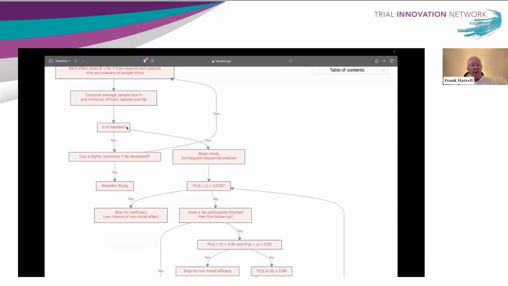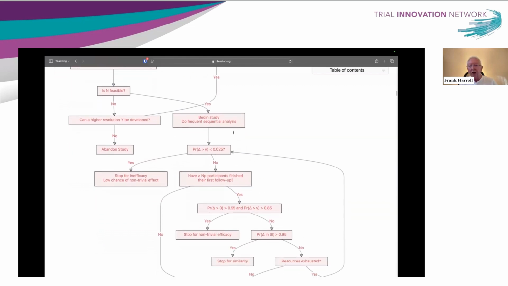Now, once the N is feasible, you can begin the study and do frequent sequential analysis. It doesn't matter whether you schedule these or not. And in the Bayesian world, there's absolutely no multiplicity adjustment for sequential testing. So you can do this after every patient if you wanted to. It depends on how up-to-date your REDCap database is. And the first question you ask: what's the probability that the unknown treatment effect is greater than gamma, which is the point of triviality? So this is an inefficacy consideration.